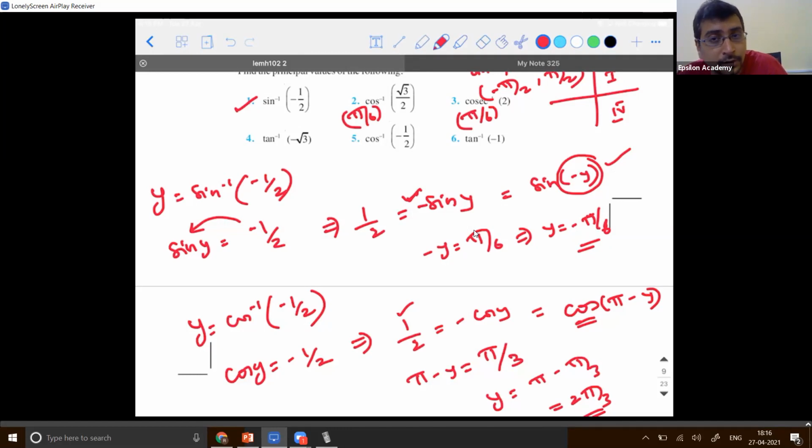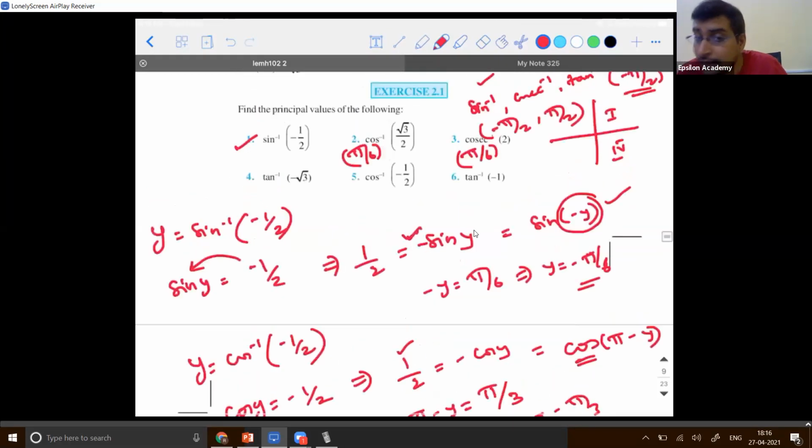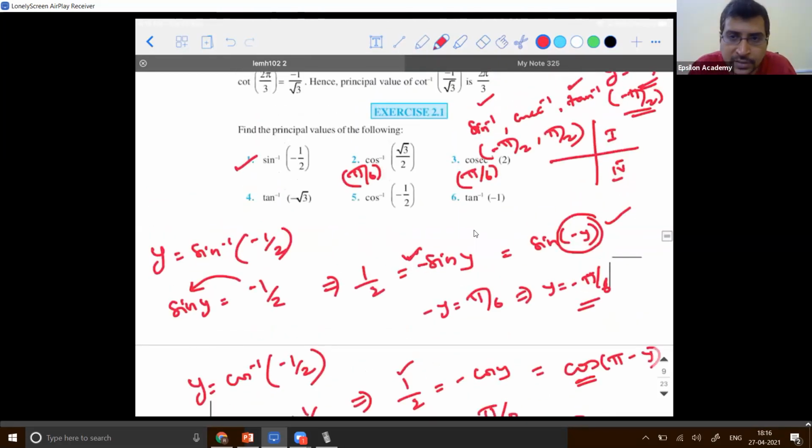Tan inverse of minus root 3. So minus tan inverse root 3 is pi by 3, sir. Not 2 pi by 3. Don't make that mistake, because tan inverse has its domain between minus pi by 2 and pi by 2. So it is minus pi by 3. First find the positive value and put a minus sign to it.